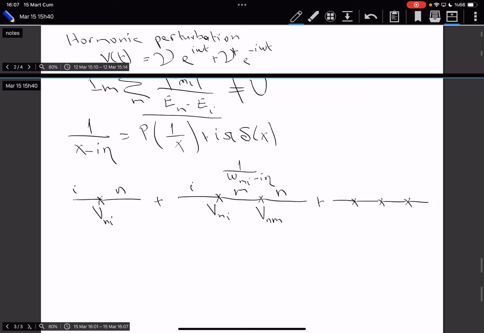And then the next term in this series will have 3 potentials. This is the C3. And again, this is i, m, k, n. Here we have V_mi, V_km, V_nk. And here we would get the 1 over omega_mi minus i eta, 1 over omega_km minus i eta. So basically, once you realize this, you don't even need to go through all those integrations. You can just write down whichever order term you want.